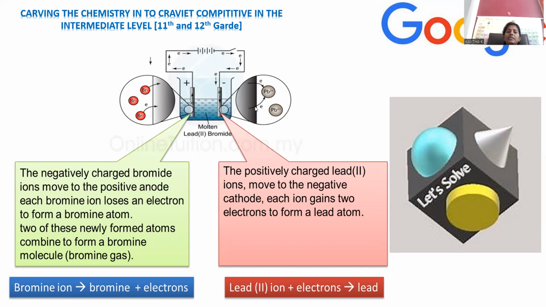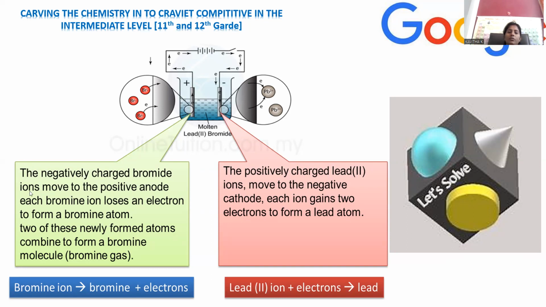Here you can clearly see that lead, by accepting electrons, is converted into metallic lead. Bromide ions, by releasing electrons, are converted into non-metallic gaseous bromine. Bromine gas, we can say, right? This is the way bromine gas evolves here, and lead metal will be deposited on this electrode.